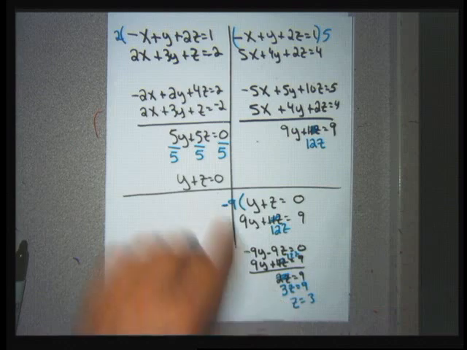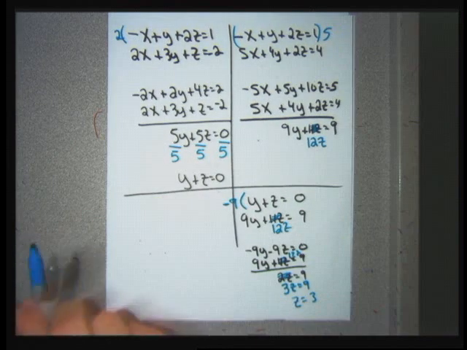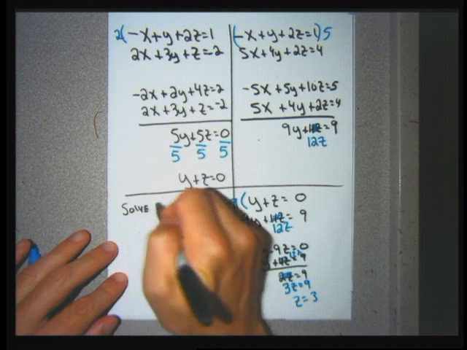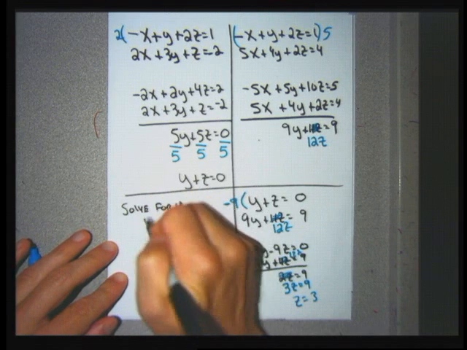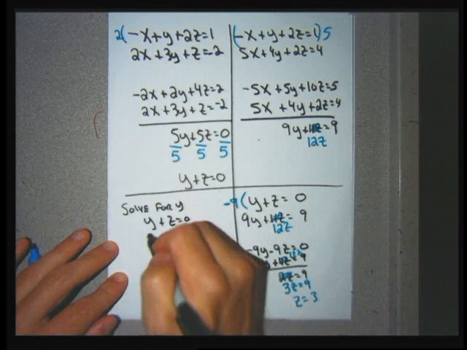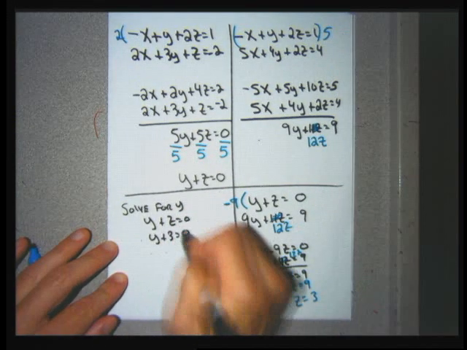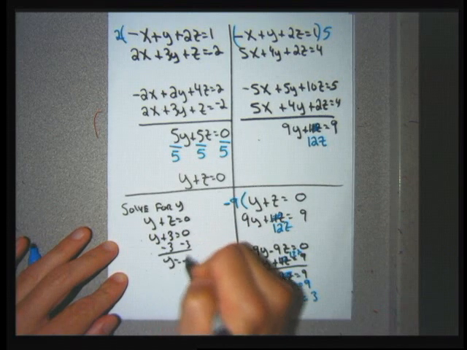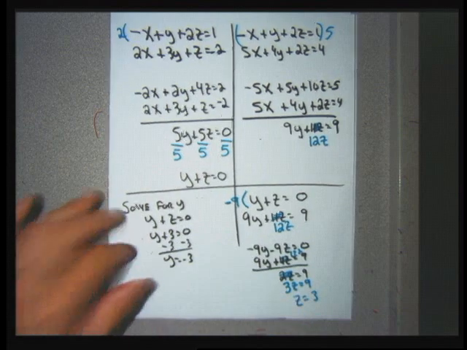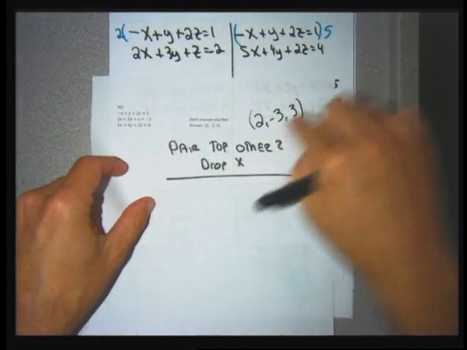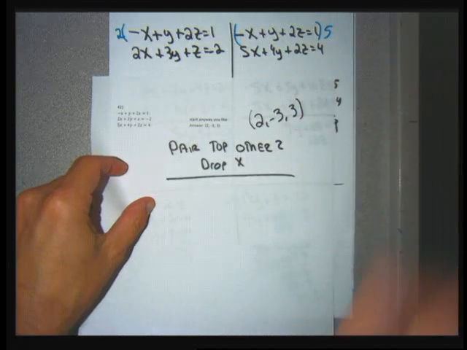I need to solve for y. I'm going to use this equation. So I'm going to solve for y. I know that y plus z equals 0 and z equals 3. So I can go y plus 3 equals 0, minus 3 from both sides, and I get y equal to minus 3. That's getting me there, because the answer is supposed to be x equal to 2, y equal to negative 3, z equal to 3. 2/3 of the way there.